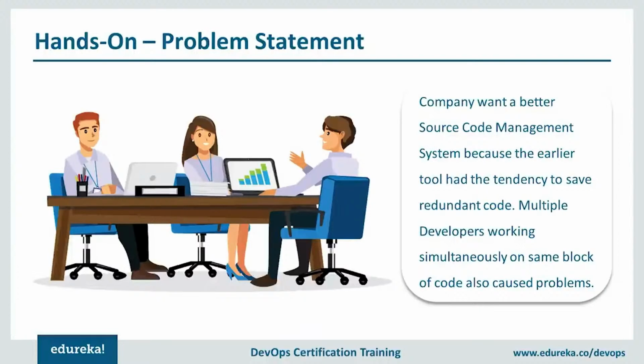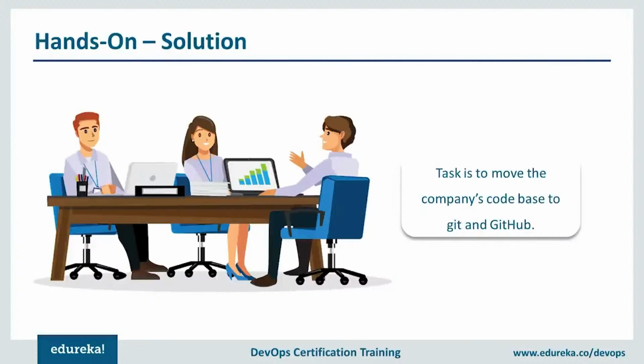These developers want better source code management because the earlier tool had the tendency to save redundant code, and they did not want redundant code in the system. They faced issues such as, when multiple developers were working on the same block of code, a lot of changes were happening and nobody knew who was making them. So the solution to this problem is to move the code of this company to GitHub and use Git.